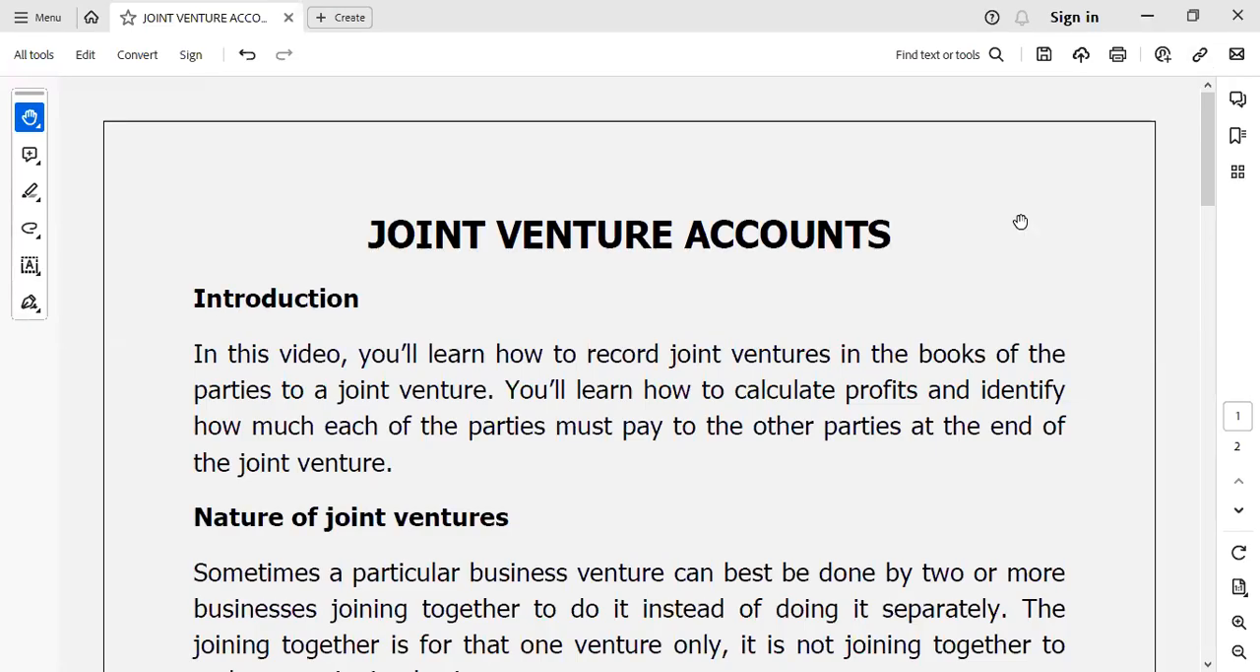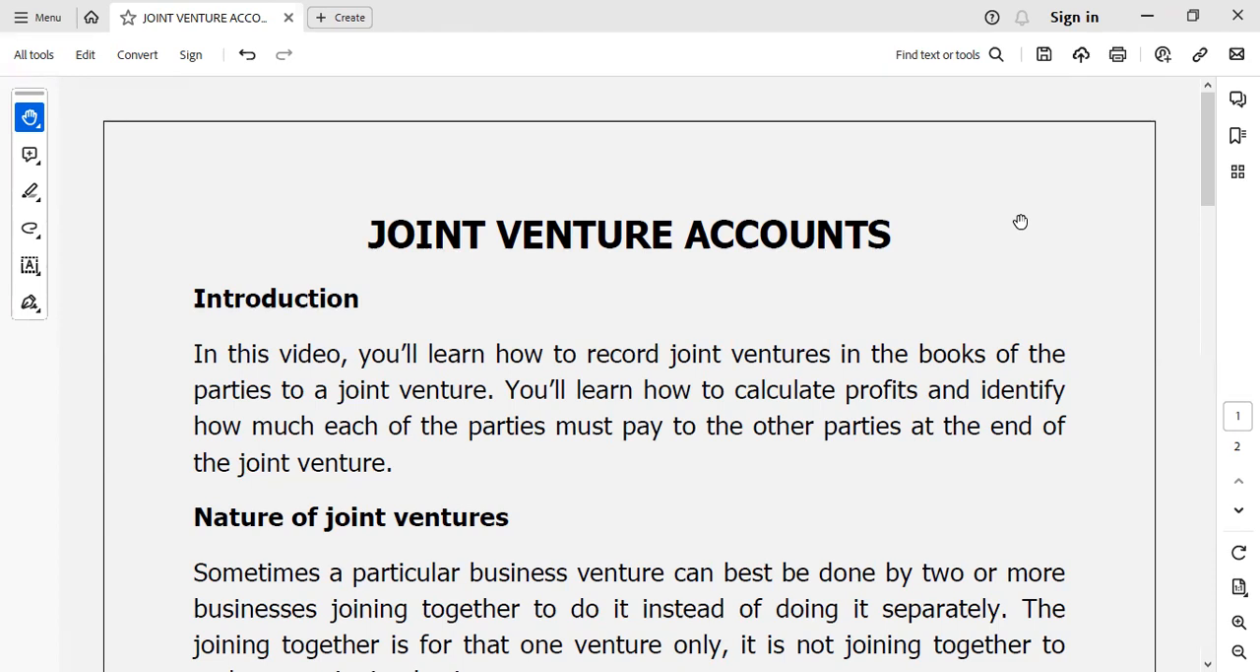Joint venture accounts. In this video, you will learn how to record joint ventures in the books of the parties for a joint venture. You will learn how to calculate profits and identify how much each of the parties must pay to the other parties at the end of the joint venture. My name is Senior Hannington, your accounting tutor.